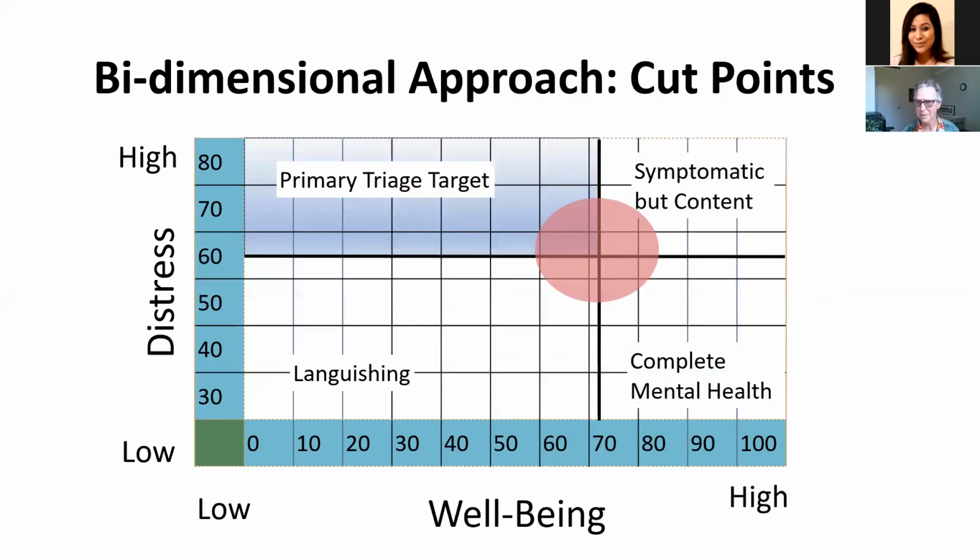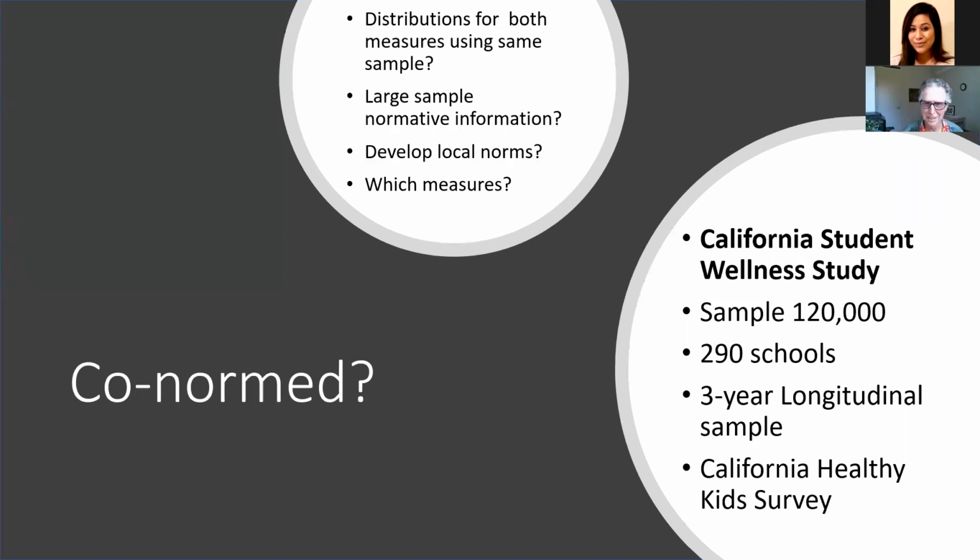Next slide, please. And there's also error. But one issue that's not often addressed when we think about screening is whether or not these measures are co-normed with one another. They're usually not. So distributions may not be the same for both measures. They're not derived from the same sample. Rarely are any of the measures we've been using actually based on large normative samples. One option is to develop local norms. And of course, the combination of which measures to use is always a question that still needs to be addressed.